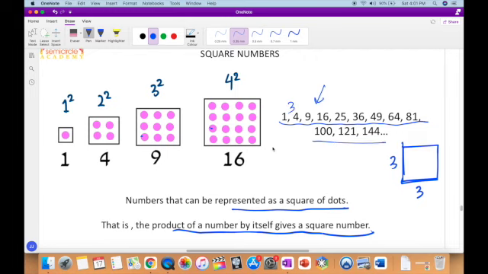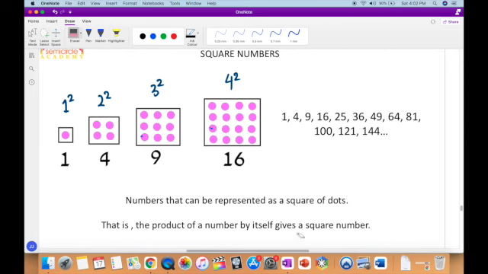Not all numbers are square numbers. 3 isn't a square number, and 2 isn't a square number. So these are all of the square numbers, the numbers that have an integer or a whole number as a square root. Let me know when you're done, and yes, draw the diagrams, please.